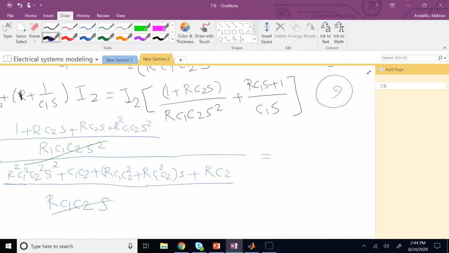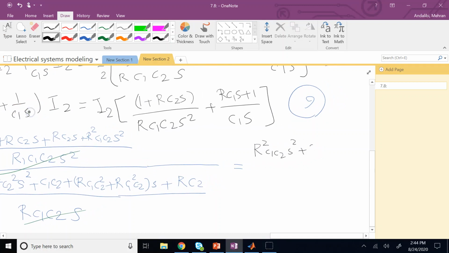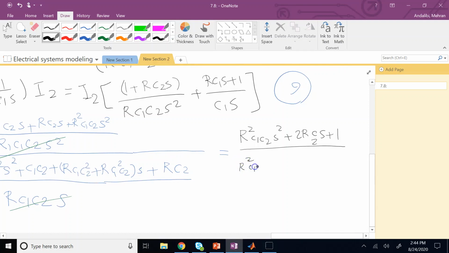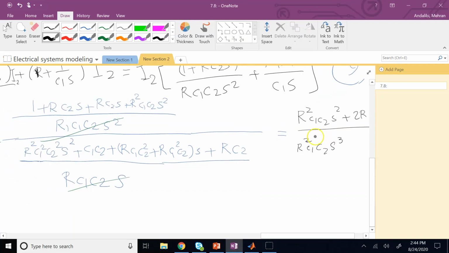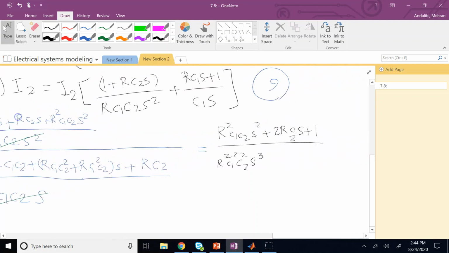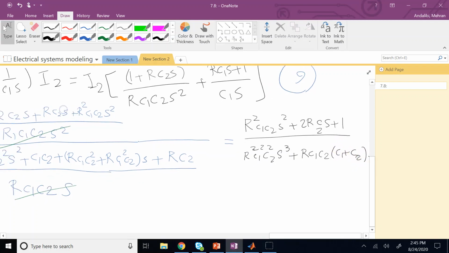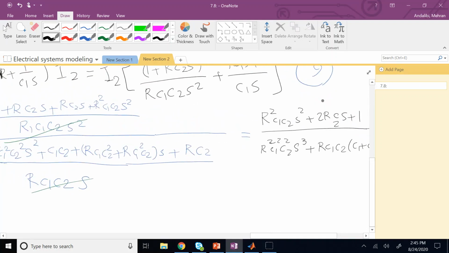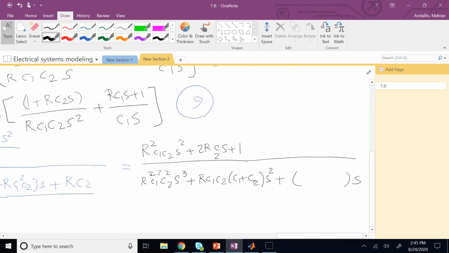So you will get R squared C1 C2 S squared plus 2R C2 S plus 1 divided by R squared C1 C2 S cubed. These are squared also. Then plus R C1 C2 times C1 plus C2. This whole thing times S squared. Then plus something times S. And that something is C2 times R plus C1 times C2.